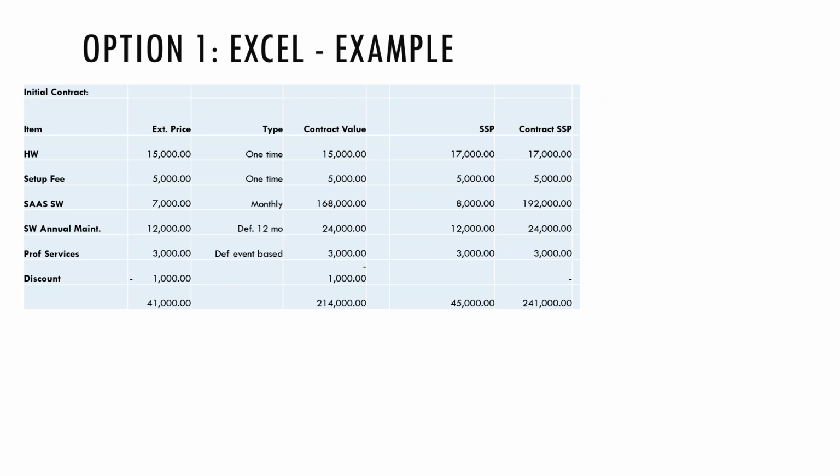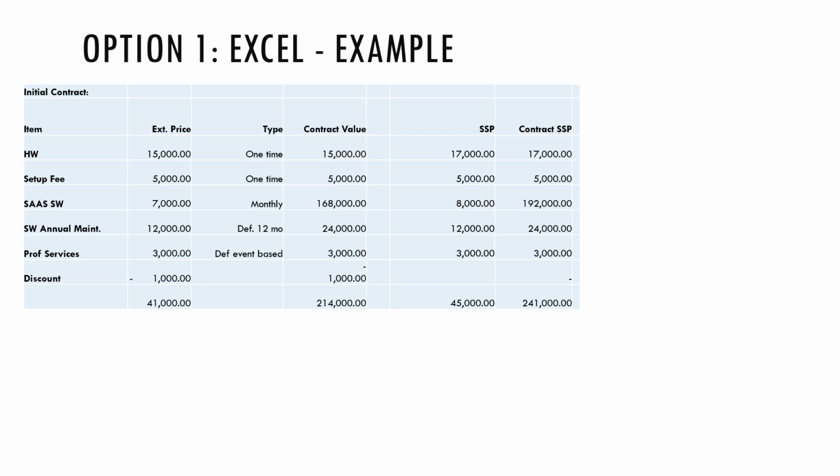The software, because this is a 2-year contract, I've actually reduced it from the standalone selling price of $8,000 down to $7,000. But I have to use the $8,000 standalone selling price to reallocate the revenue. The annual maintenance, nothing there, nothing on the professional services. So this one is actually fairly simple. It could be much more complex. But I look at this and go, now my contract standalone selling price is $241,000. My actual contract value is $214,000 with a $1,000 discount. My contract standalone selling price is $241,000.